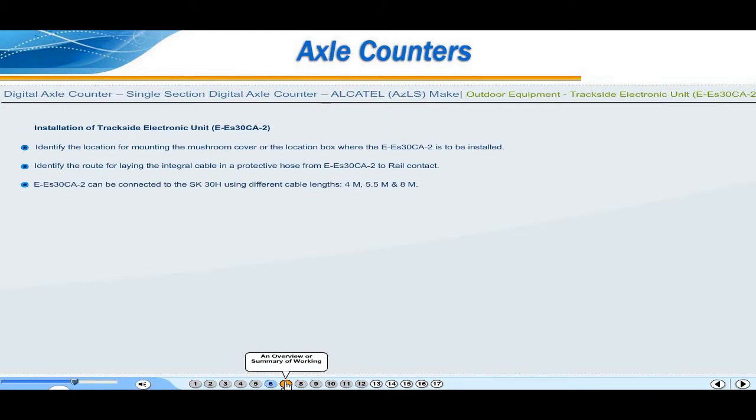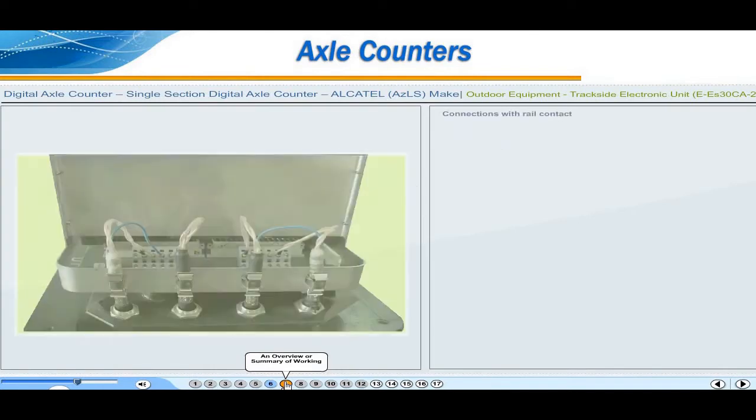EES30CA2 can be connected to the SK30H using different cable lengths: 4 meters, 5.5 meters and 8 meters. The cable shall not be shortened or joined. If found in excess, then it can be kept coiled.